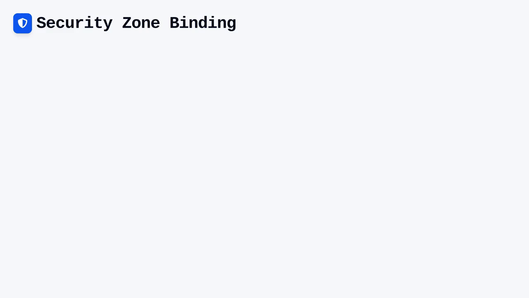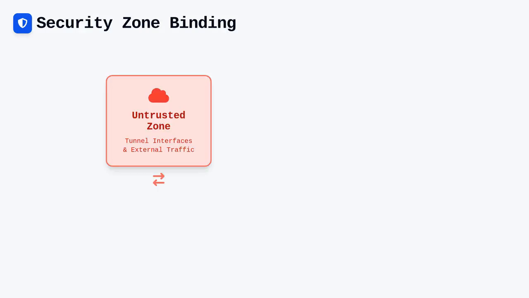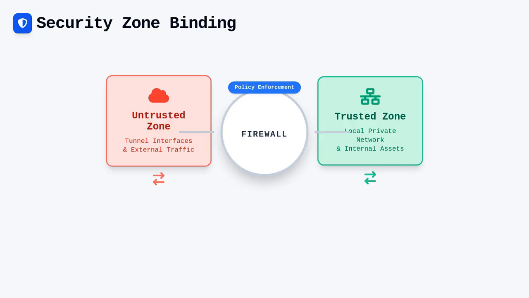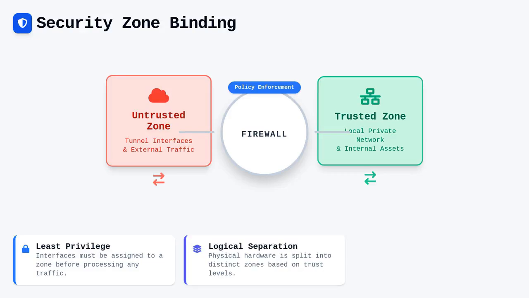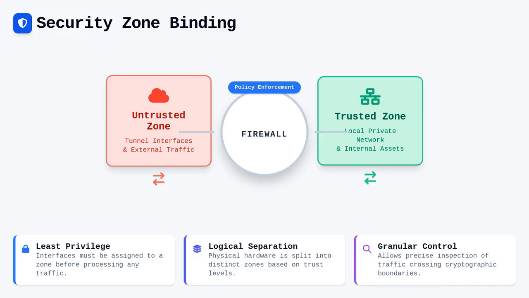Consider the scenario of a remote office connection where you utilize a tunnel interface. That tunnel must be assigned to an untrusted zone, while the local private network sits in a trusted zone. This logical separation is exactly what allows the firewall to inspect, filter, and secure the traffic traversing the cryptographic boundary with granular control.